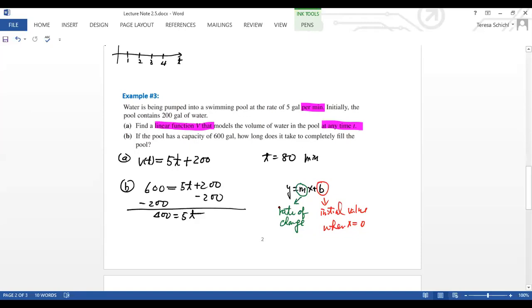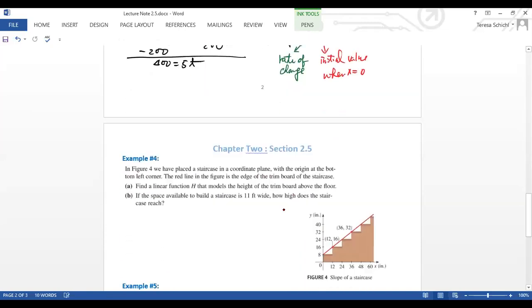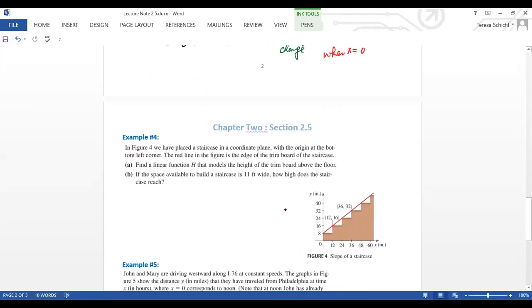So remember, the y-intercept is the initial value, and the slope is the rate of change, right? Okay, so let's take a look here. Let's say that in this figure we have a staircase. The origin is at the bottom left corner. The red line is the edge of the trim board. So find the linear functions that model the height.